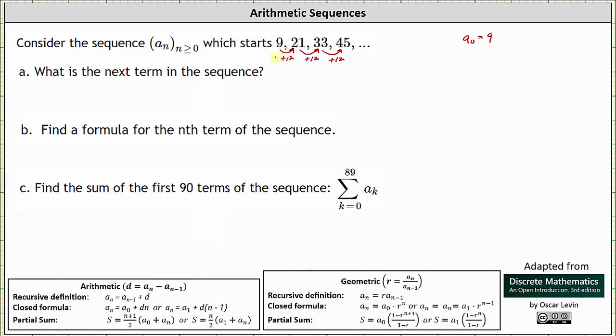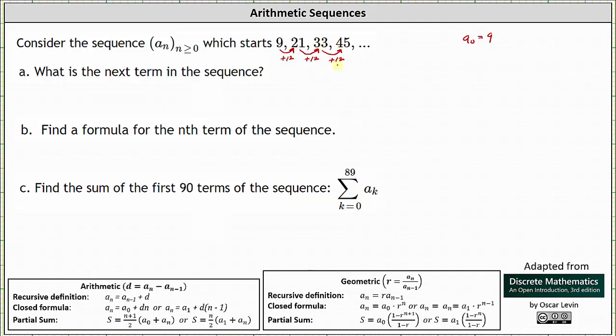as an arithmetic sequence. To find the common difference using the formula, we have the common difference d equals a sub n minus a sub n minus 1, which means to find the common difference d, we can select any term except the first term and subtract the term before it. Notice 21 minus 9 is 12, 33 minus 21 is 12, 45 minus 33 is also 12.